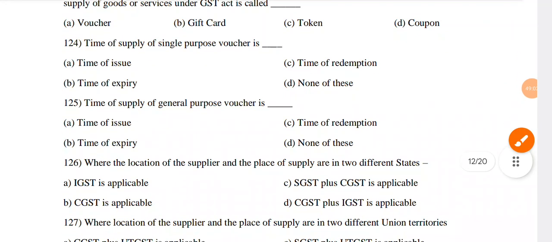Next question. Time of supply of single purpose voucher is dash. Option A, time of issue; B, time of expiry; C, time of redemption; and D, none of this. The correct option is A, time of issue.